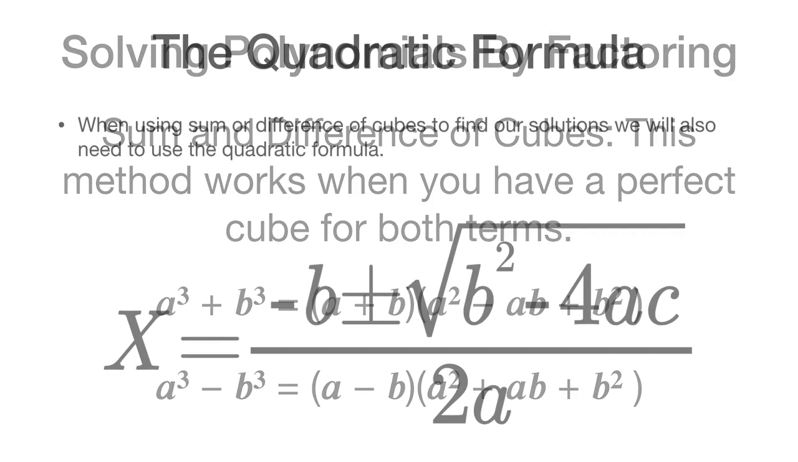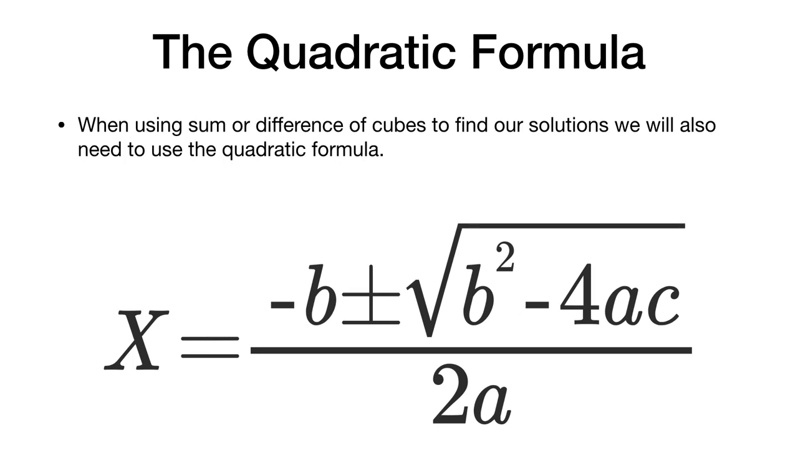Okay, so when using the sum or difference of cubes to find solutions, we'll also need to use the quadratic formula. We'll be seeing this formula a lot, and I'm going to tell you right now the discriminant on all of these is going to be negative, meaning we're about to use our imaginations. What fun! Yay!